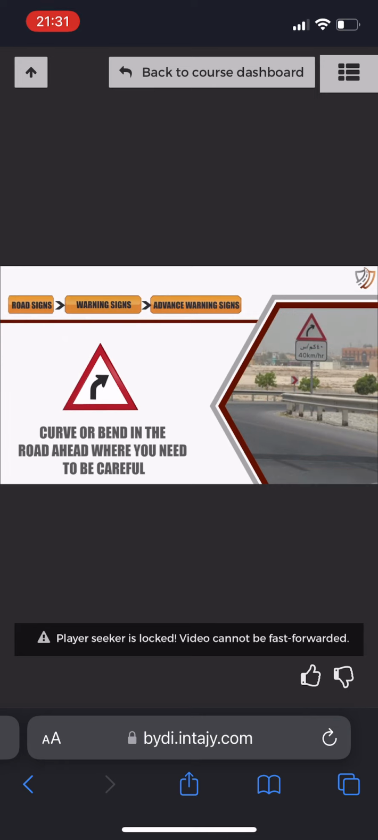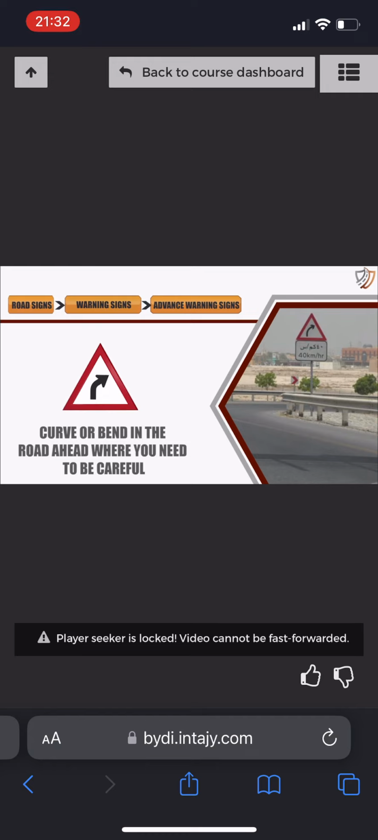Curve in the road to the right. This sign warns that there is a curve in the road ahead to the right. This sign is found before curved roads or hilly areas. Motorists must reduce speed, control the vehicle, and avoid lane changing, overtaking, stopping, parking, and reversing.